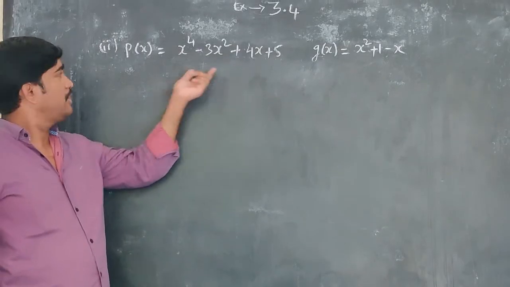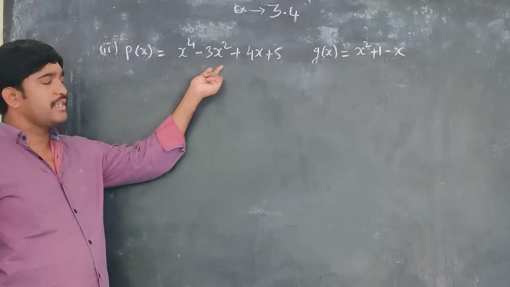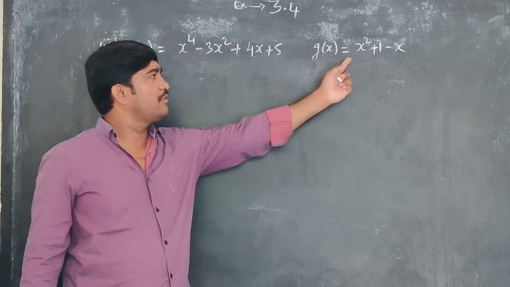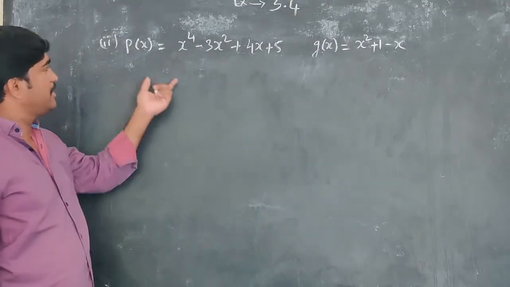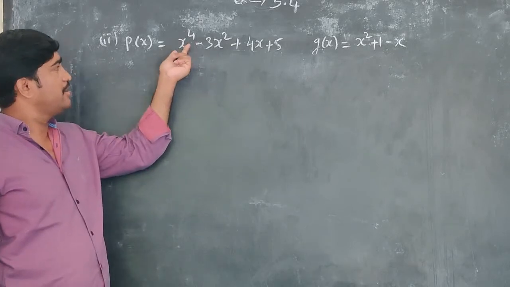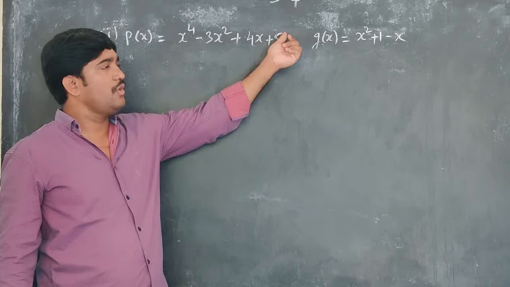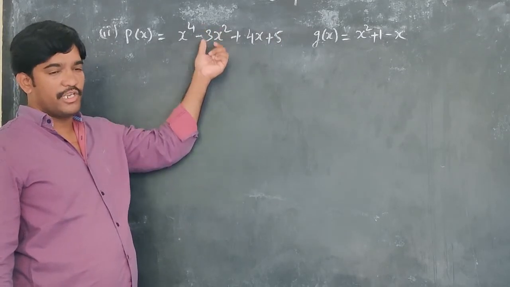Exercise 3.4, the second problem. p of x equals x power 4 minus 3x square plus 4x plus 5 and g of x equals x square plus 1 minus x. Now if you observe this one, the given dividend is of the order descending 4, 2, 1, 0. So I observe that the x cube term is missing here. So that is the one I have rectified.